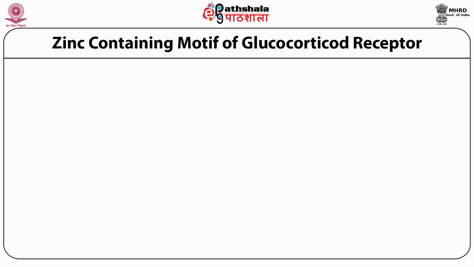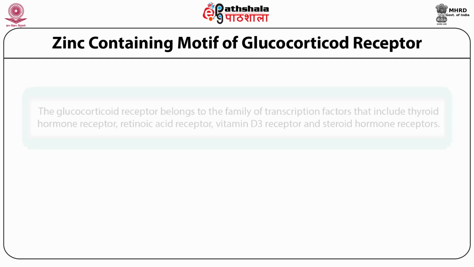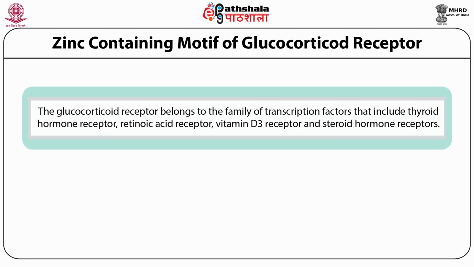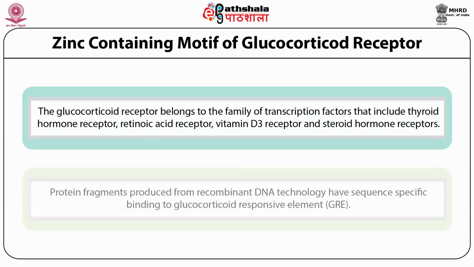Zinc-containing motif of glucocorticoid receptor. The glucocorticoid receptor belongs to the family of transcription factors that include thyroid hormone receptor, retinoic acid receptor, vitamin D3 receptor, and steroid hormone receptors. Protein fragments produced from recombinant DNA technology have sequence-specific binding to the glucocorticoid responsive element, GRE.